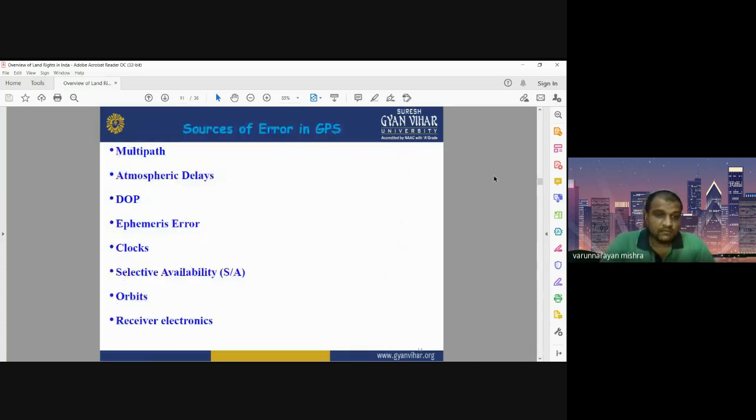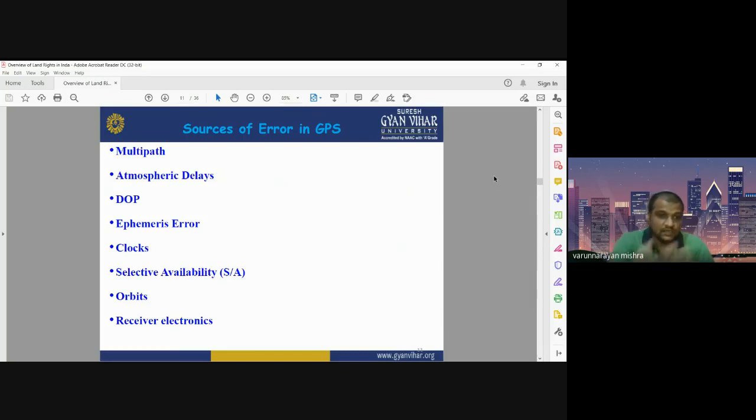But there may be several errors when we are receiving the GPS signal, when we are getting the positional information. So this positional information is also affected by several types of errors. Those errors may be unpredictable or predictable. Some types of the errors are predictable, some types of the errors are unpredictable. So these are the sources of errors.